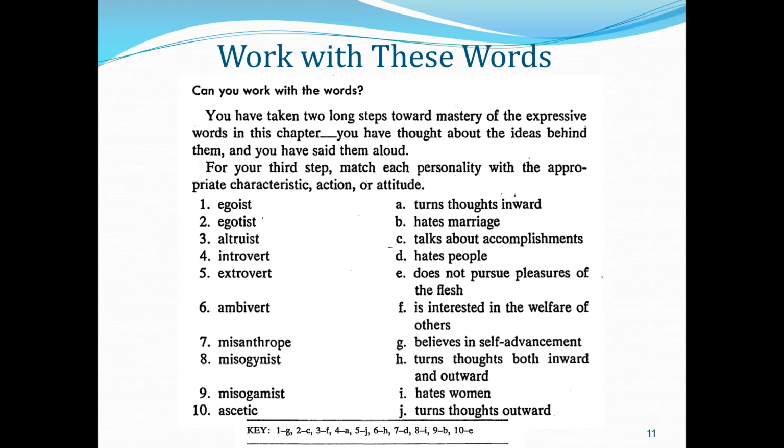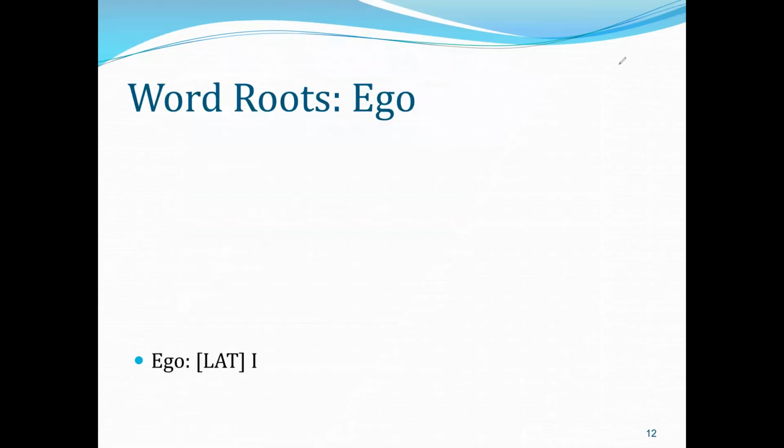Correct. Number seven, misanthrope. Misanthrope hates people. D, correct. Number eight, misogynist. Misogynist is hates women. Correct. Number nine, misogamist. B, hates marriage, person who hates marriage. Correct. Number 10, ascetic. That is E, does not pursue pleasures of the flesh. Again, we're right. Okay. And I'm going to stop here.